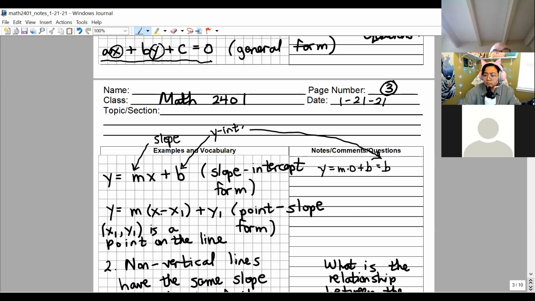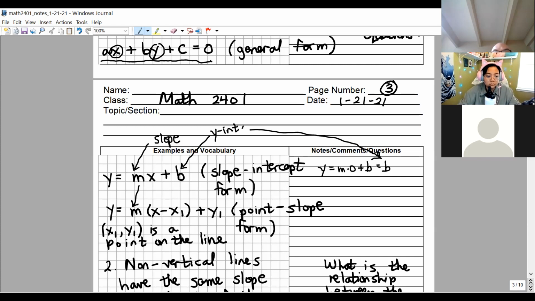Now, of course, the m is still the slope. So m still means slope, just like it did in the slope-intercept form. Now, you may be wondering, what does he mean by x sub 1 and y sub 1? Well, again, these are constants. These are not the variables x and y. What x sub 1 and y sub 1 represent are coordinates for some point on the line. It actually can be any point on the line.